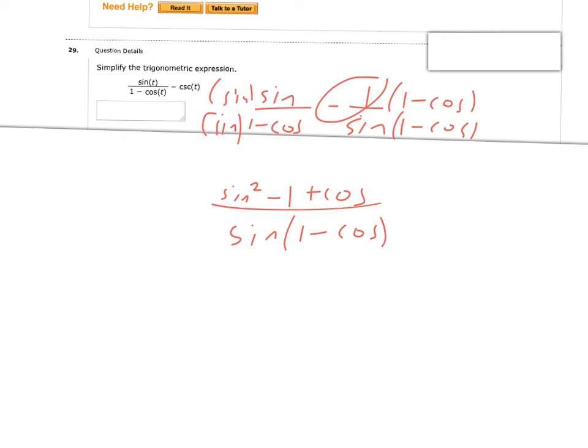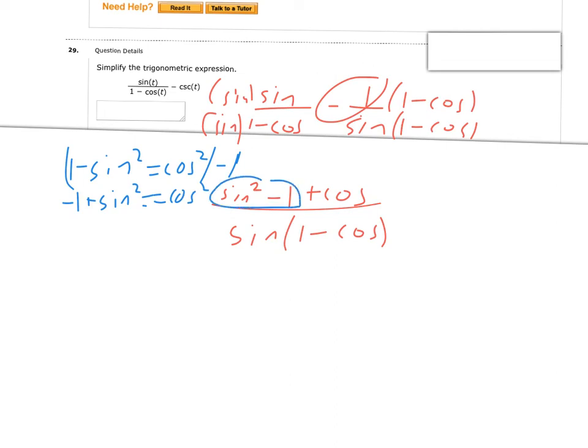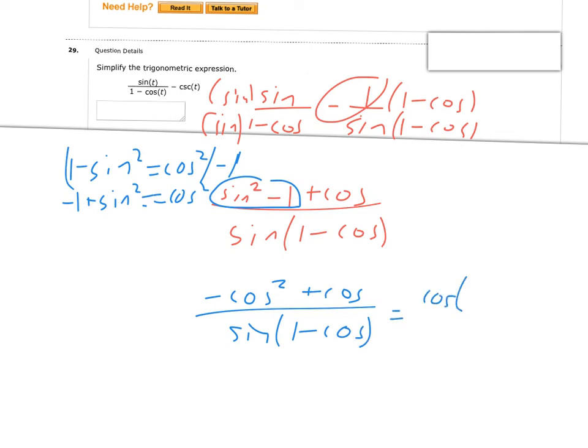All right, so I know that 1 minus sine squared equals cosine squared. Now, I actually don't have that, but if I multiply everything by negative 1, then I have negative 1 plus sine squared equals negative cosine squared. So I can use that here by taking this out and turning it into negative cosine squared plus cosine over sine times 1 minus cosine, which then on that numerator I can factor out a cosine, which leaves me with negative cosine plus 1 over sine times 1 minus cosine. And these are actually the same, so I can cancel them out. So I'm left with cosine over sine, which is cotangent of t.